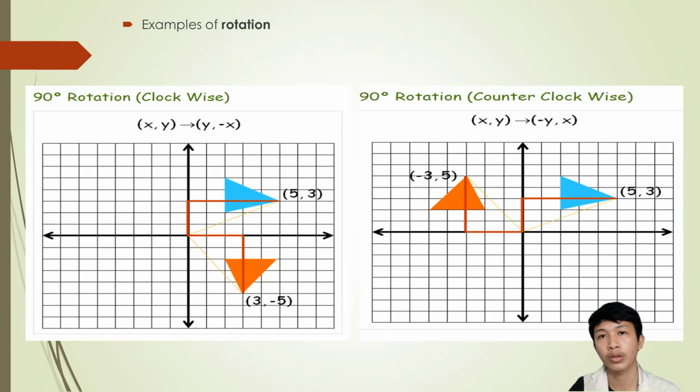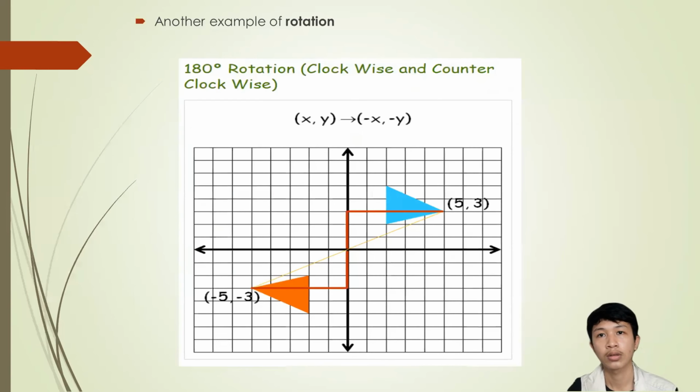This is another example of rotation, 180-degree rotation clockwise and counterclockwise. Based on this graph and these objects, the quadrilateral triangle object rotates clockwise and counterclockwise. That concludes that both quadrilateral triangles are on opposite sides, clockwise and counterclockwise.